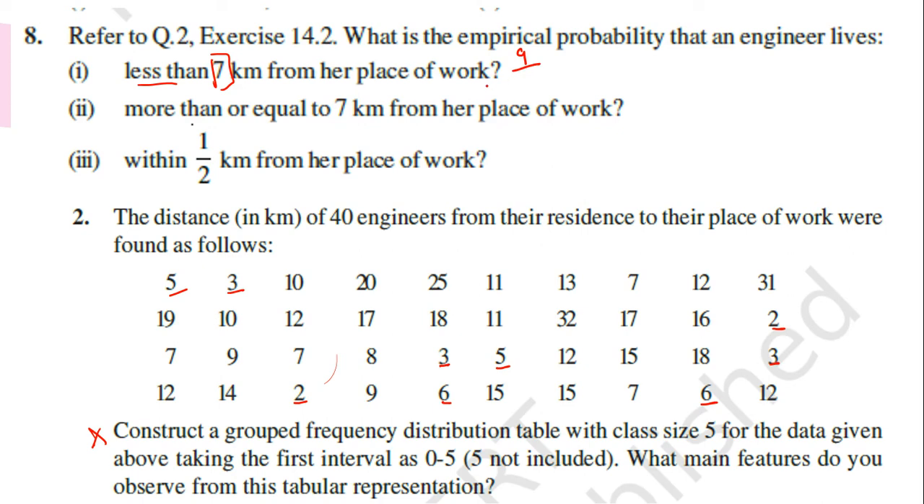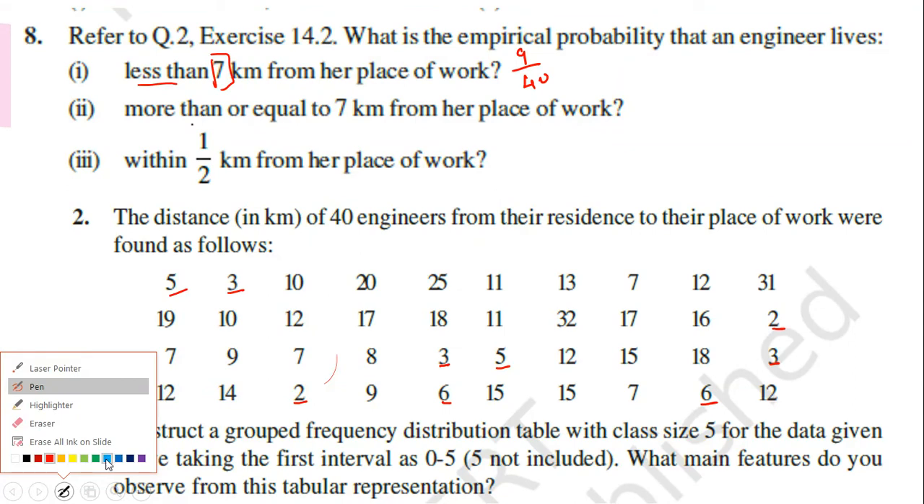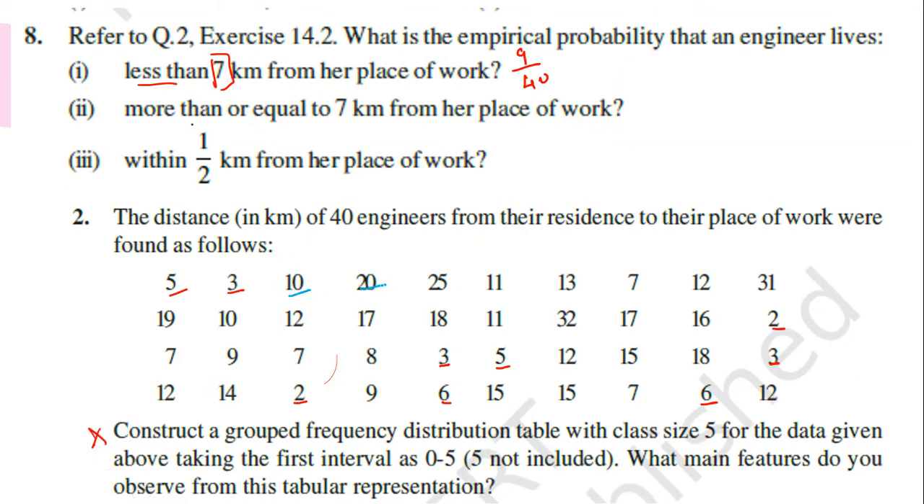You have to write the formula first and then the numbers, and total outcomes are 40. So your first answer is 9 by 40. Now, more than or equal to 7 kilometers. Then all the rest will come, it is not required to consider each one. It is such a silly thing, because total 40 are there, less than 7 are 9, so the remaining are 31. So here will come 31 by 40.